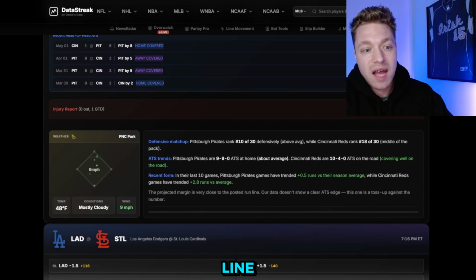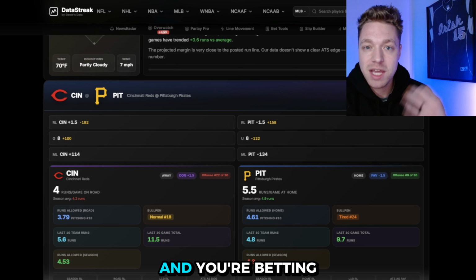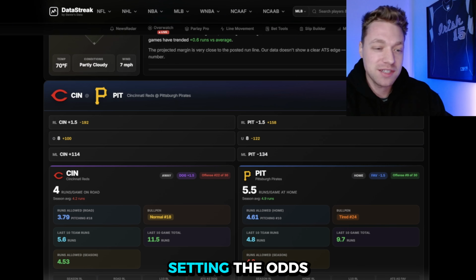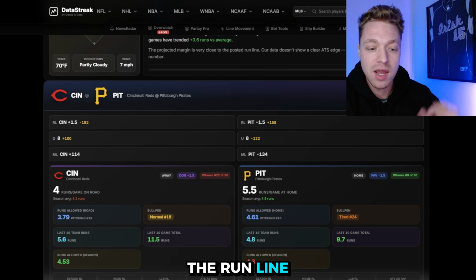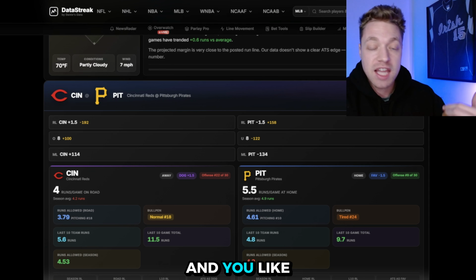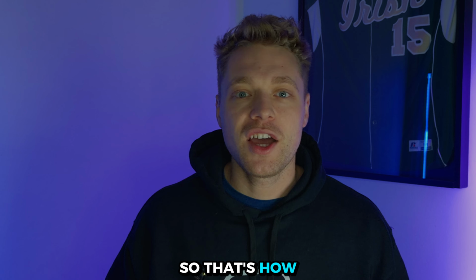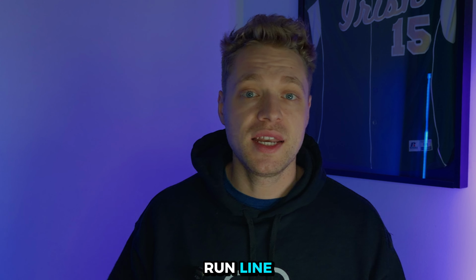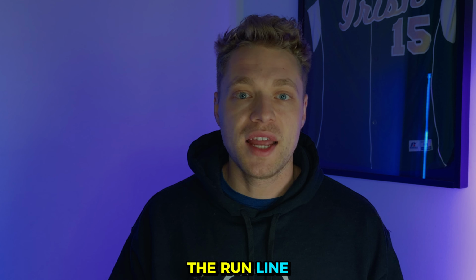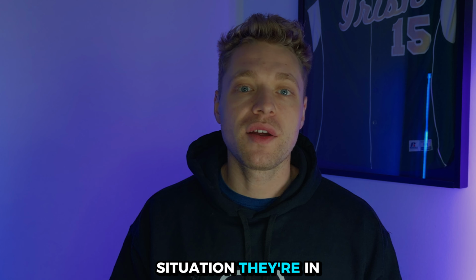So you can use how well teams do versus the run line, because Vegas is going to price these each game, and you're betting against Vegas because Vegas is setting the odds. Vegas is setting the run line. So if you're able to identify teams that have been beating the run line and you like everything else that you see in that game, they might be worth a look on the run line, and this tool is great for identifying that. So that's how I use the MLB against the spread radar to find teams that are really good against the run line, teams that are really bad against the run line, and look at each team, how they perform in the exact situation they're in for that day.